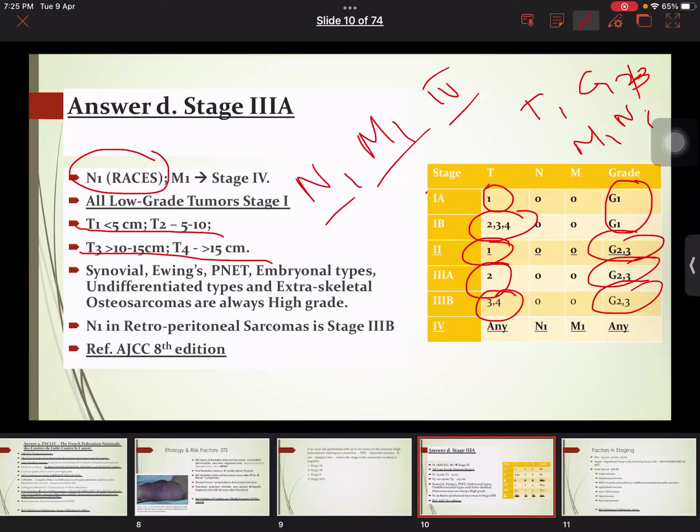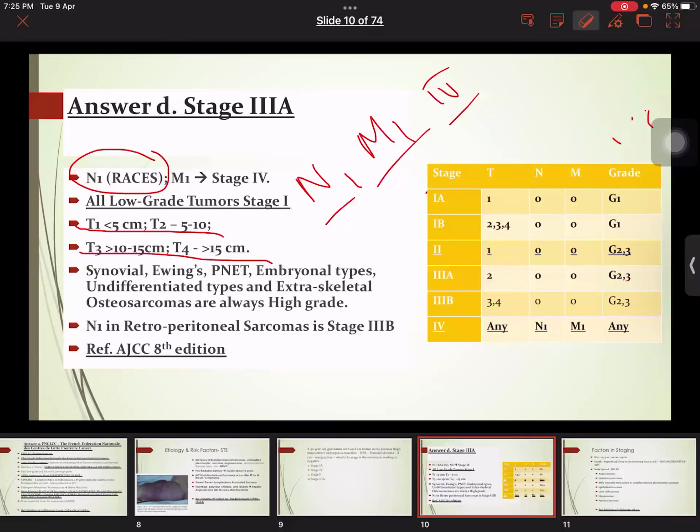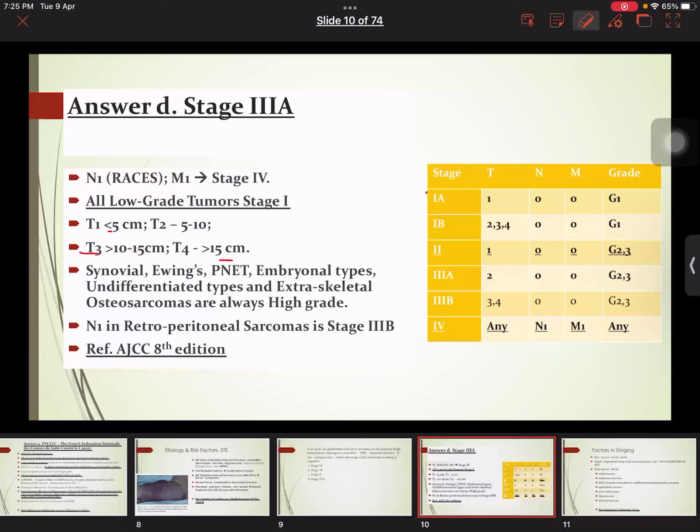Then you have your T2 with high grade, which will be stage 3A. That is the way you can remember how the stage grouping will go, because there have been questions with regard to the stage grouping on how to do it.